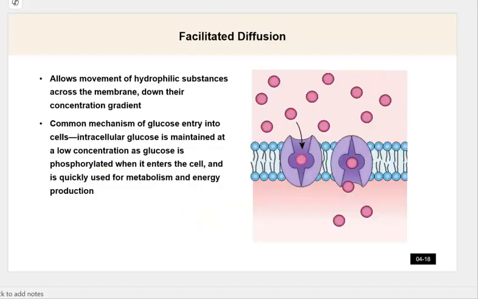And then when we talk about diffusion, facilitated diffusion allows the movement of those hydrophilic, so they love water, substances to go across the membrane down their concentration gradient. A common mechanism of glucose entry into the cells is through facilitated diffusion. Intracellular glucose is maintained at a low concentration, as glucose is phosphorylated when it enters the cell and is quickly used for metabolism and energy production.